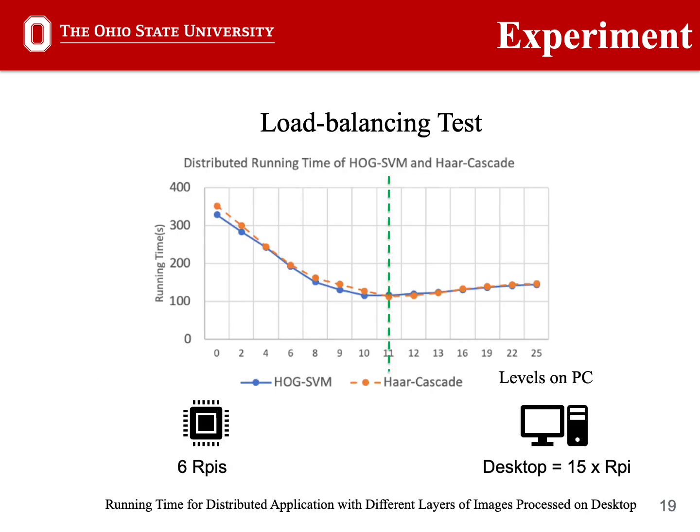In the load balancing test, our system estimates that the desktop has 15 times the processing power of a single Raspberry Pi, and we have 6 Raspberry Pis, so the system puts 2.5 units of workload on PC and 1 unit on Raspberry Pis. The dashed green line in the figure shows the estimated sweet spot of workload distribution. The curves in the figure shows how the actual latency changes as we vary the workload distribution. As we can see, both cases are working under the optimized latency.